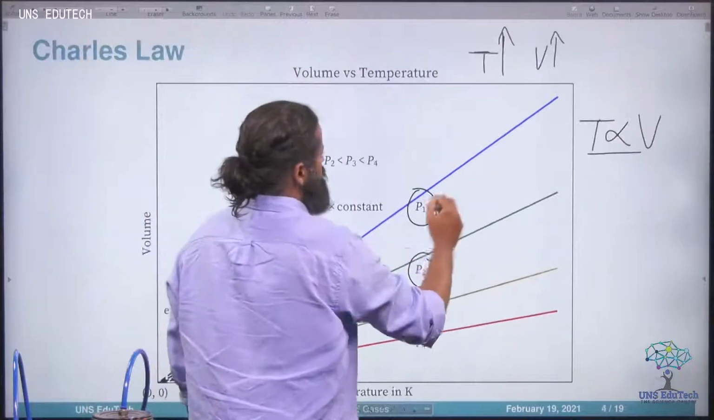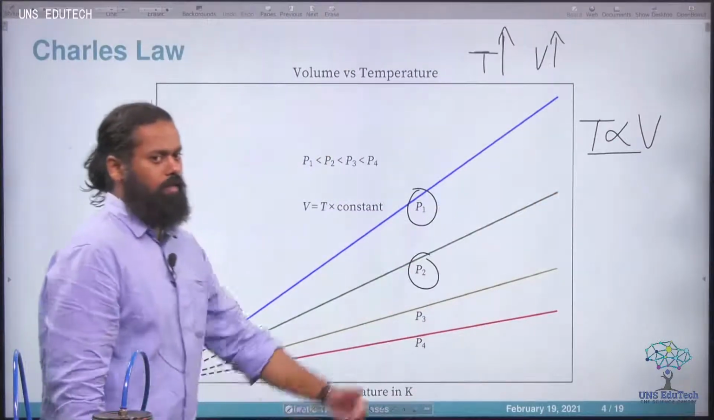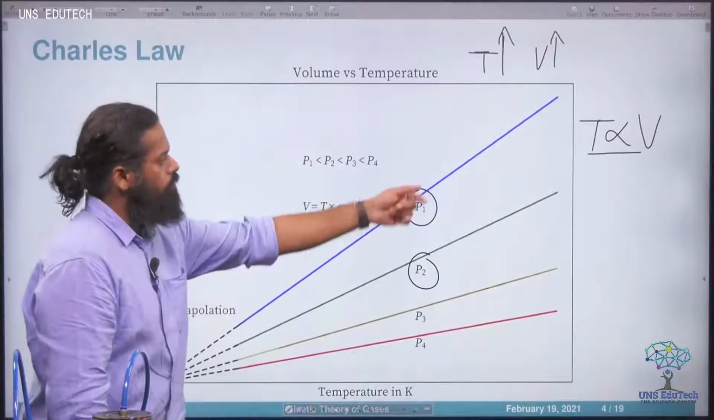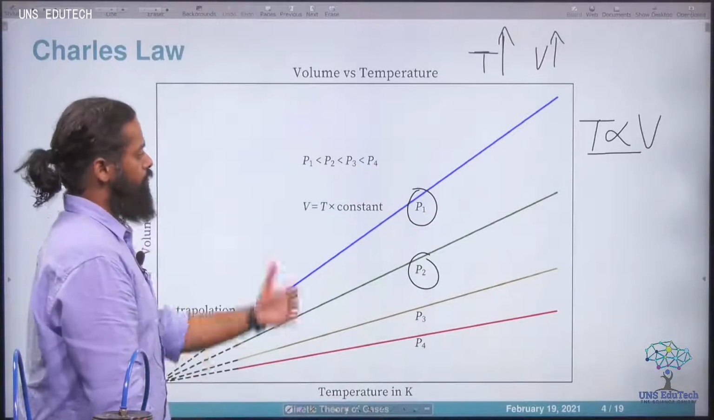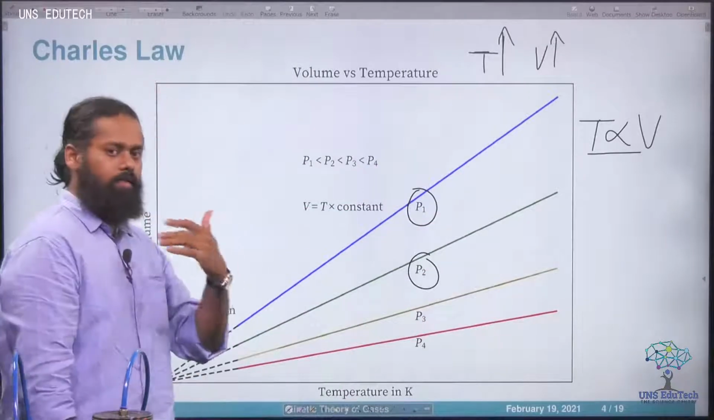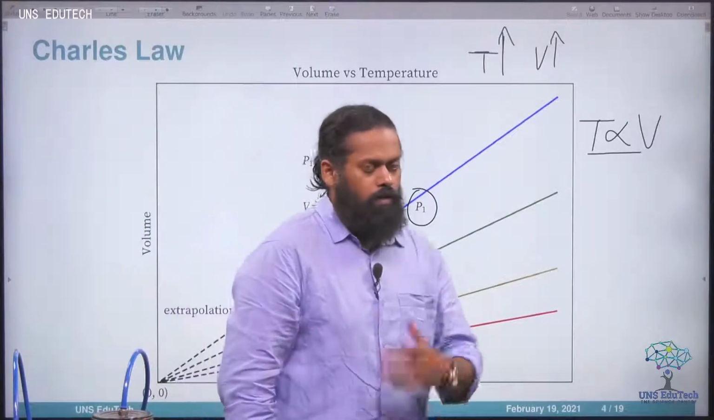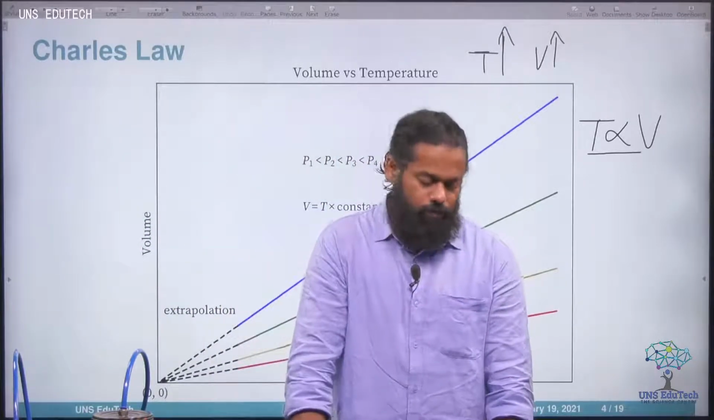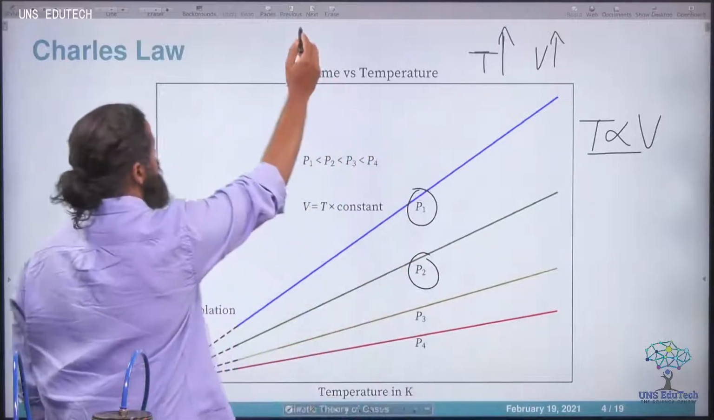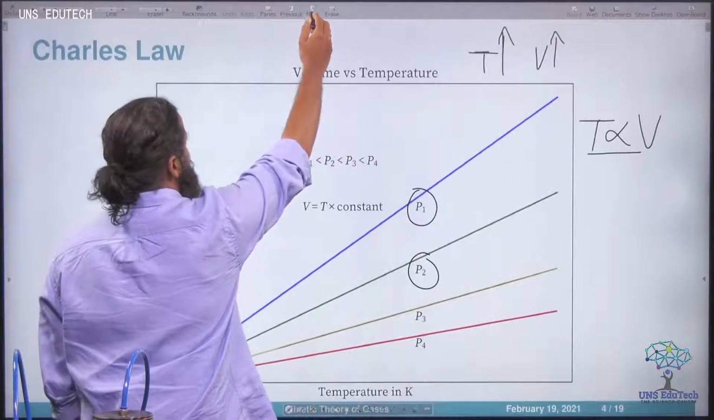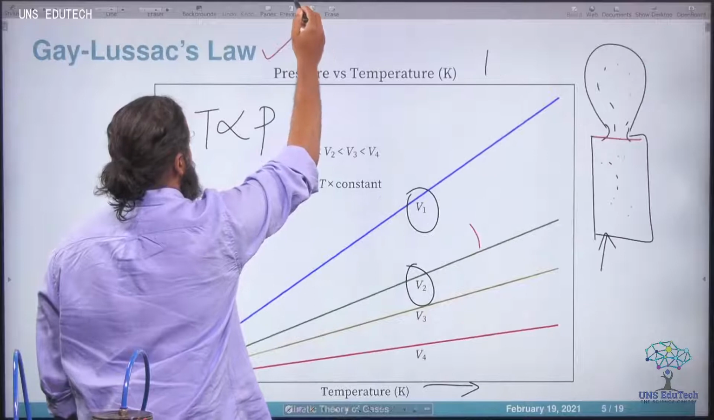Here it is constant pressure, T proportional to V; the other is constant volume, T proportional to P. That is the difference between Charles' law and Gay-Lussac's law. I hope all of you understood these three laws thoroughly. Now, one more interesting thing is there. That is very critical in the sense that it is applicable only in certain conditions.